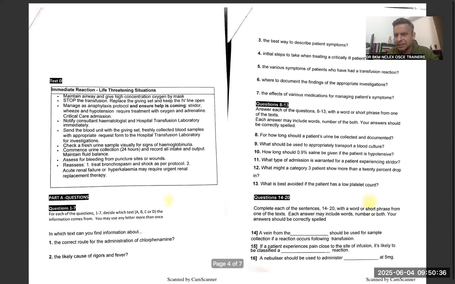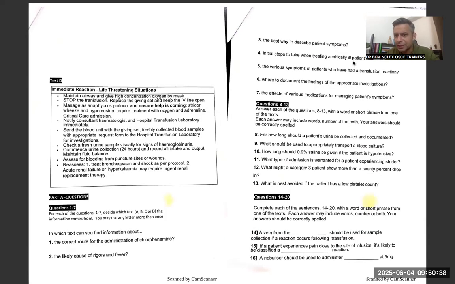Done. Initial steps to take when treating a critically ill patient. Critically means life threatening. Initial steps: maintain the airway. Fourth answer should be D.